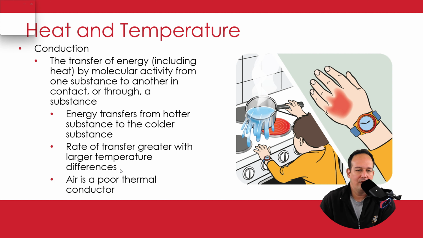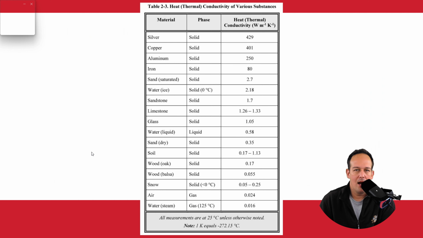So air is a very poor thermal conductor, and it really depends on the material as to how conductive it is. In this table here, silver is the most conductive, whereas steam is the least conductive. So here at the top, silver, let's say you had a silver wand and you stuck it in a fire. Because the silver wand is in the fire, that would be conduction. Since you're touching that metal wand, you would feel that heat very quickly.